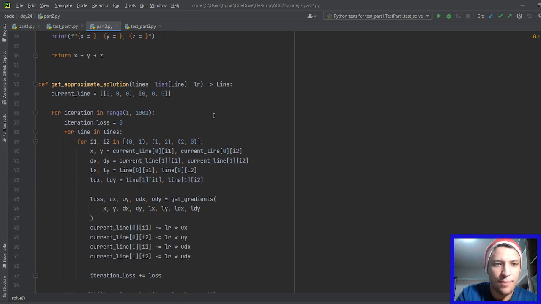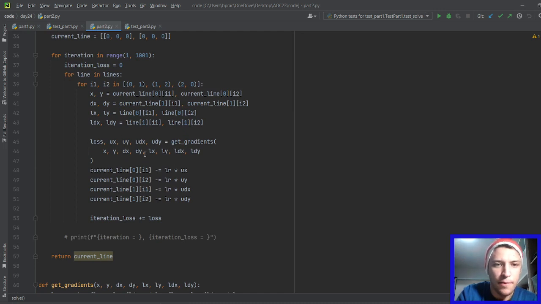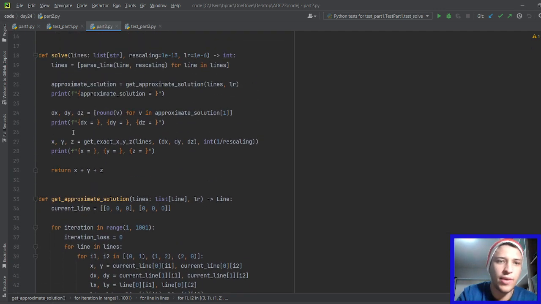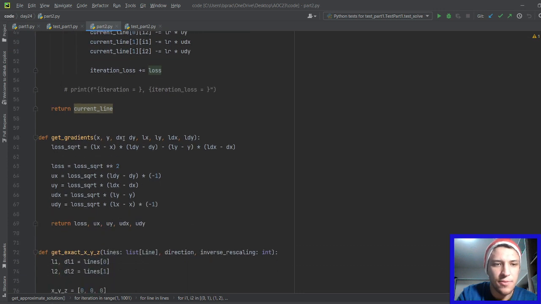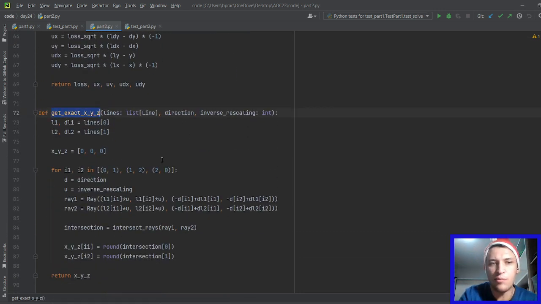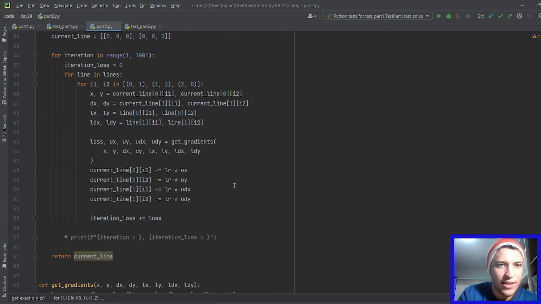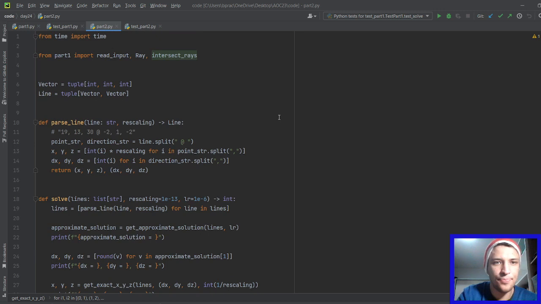So first, to get the approximate solution, I used gradient descent, where in this case I implemented the loss function by hand, and then implemented the updates by hand. And if you run that for long enough, it gives us a fairly good approximation. So that we can approximate the direction x, y, and z fairly well, but not the position. And then the second part, where we want to get the exact x, y, and z coordinate, by assuming we already have the direction, I essentially use this intersect rays function from part 1. All right, I don't go into the details, but the code will be on GitHub.